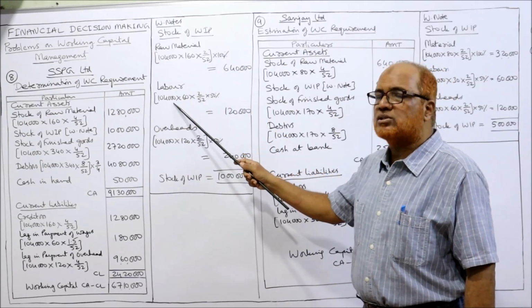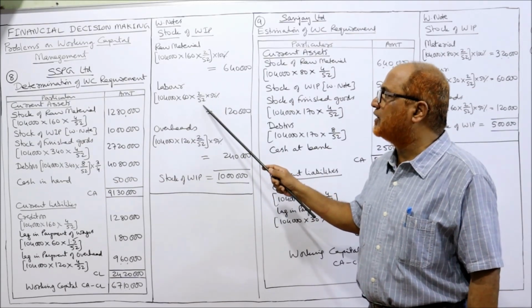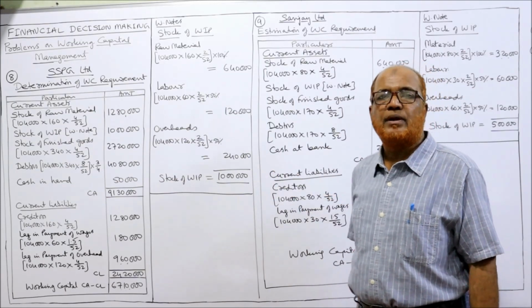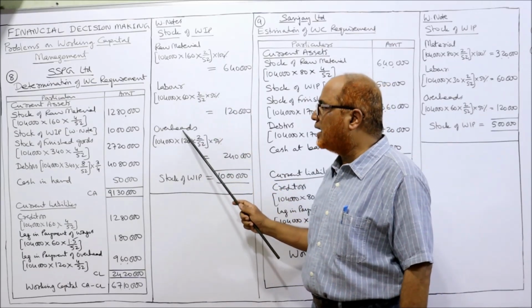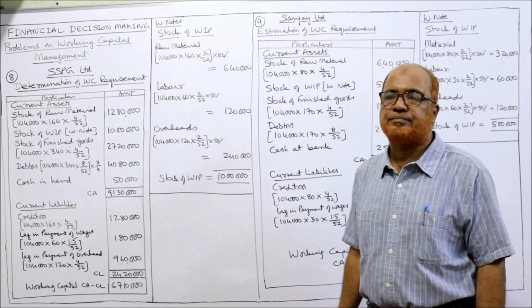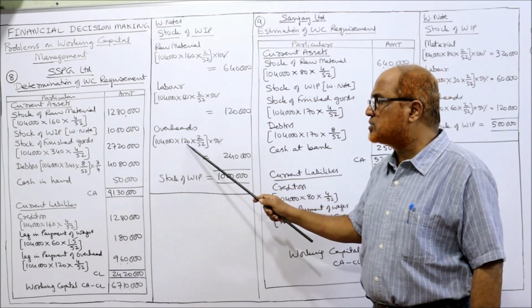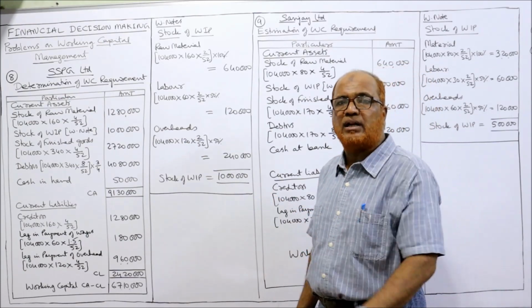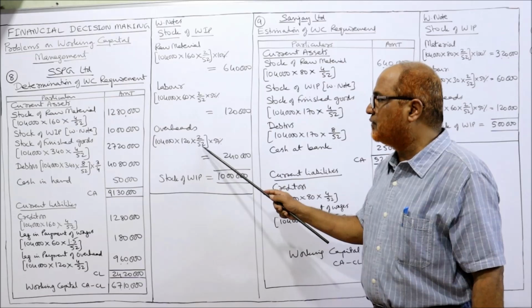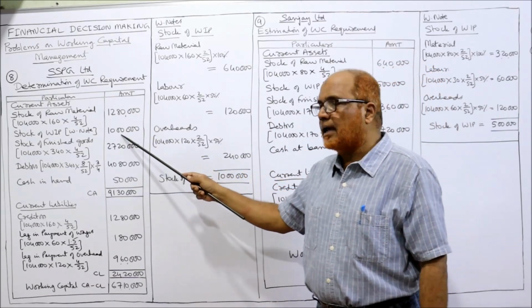Labor: 1,04,000 units into 60 rupees per unit is the labor cost, into 2 by 52 into 50%. Because we have assumed material is 100%, but labor and overheads are only 50%. So 1,20,000. Overheads: 1,04,000 into 120 rupees. Overhead cost per unit is 120, given in the problem, into 2 by 52, 50%, 2,40,000. So total stock of WIP is 10 lakh.